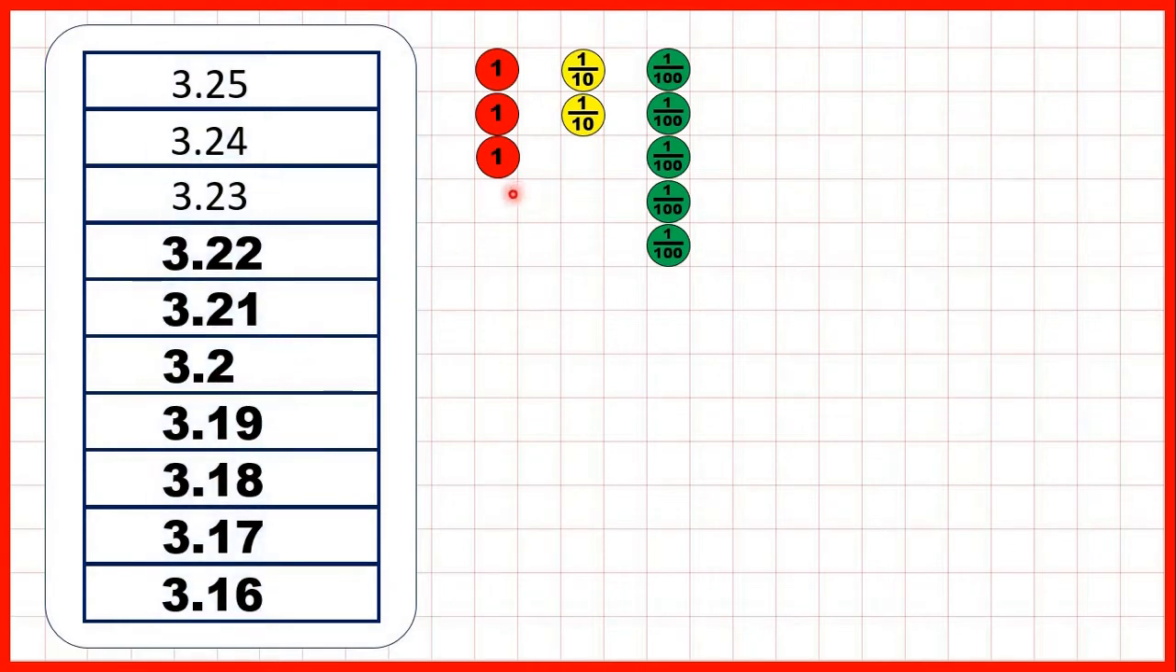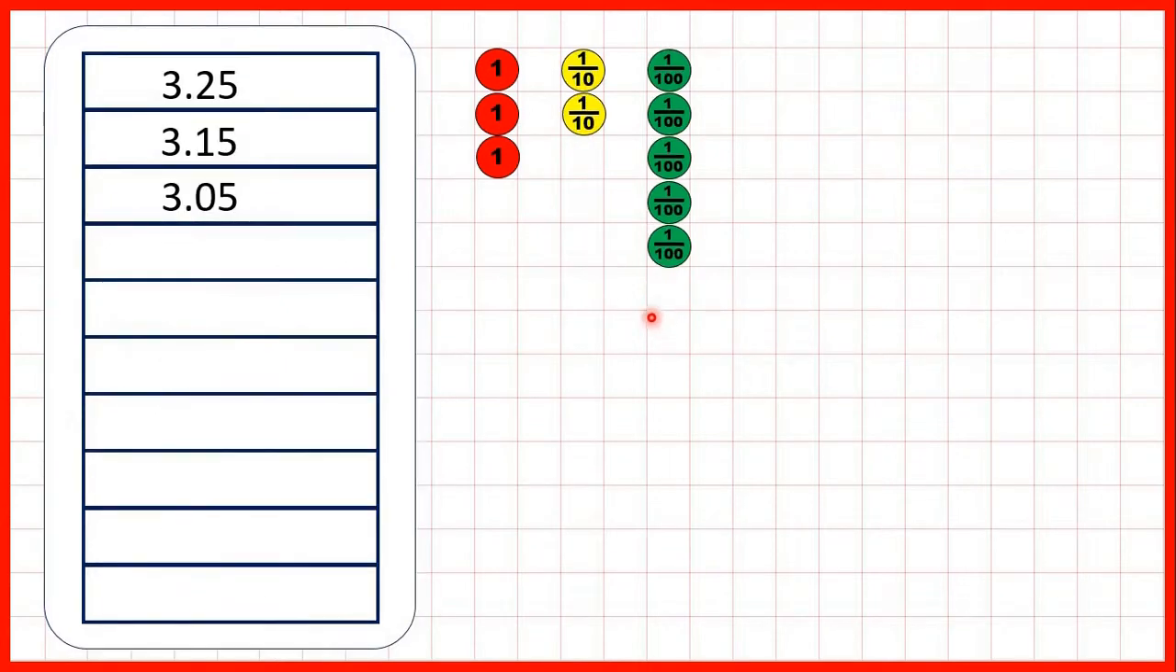Again, we can use place value counters to see what's happening. We start with 3.25, so that's 3 wholes, 2 tenths, and 5 hundredths. We're counting back in hundredths, so when we get to 3.2, we have 3 wholes and 2 tenths. But to count back in hundredths, we need to take one of our tenths counters and exchange it for 10 hundredths counters. Then we can keep on counting back in hundredths until we get to 3.16, or 3 wholes, 1 tenth, and 6 hundredths.